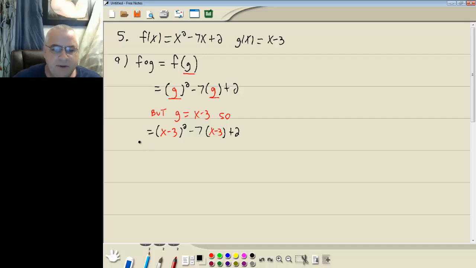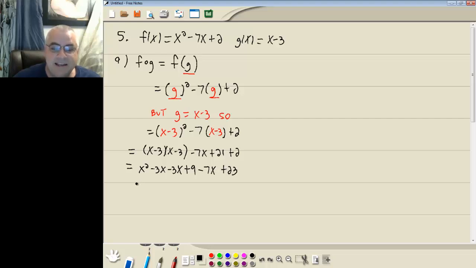And now we want to do a little bit of simplifying. X minus 3 squared, that's x minus 3 times x minus 3. We use the distributive property here. Negative 7 times x is negative 7x. Negative 7 times negative 3 is a positive 21 plus 2. FOIL this, multiply everything together. X times x is x squared. X times negative 3 is negative 3x. Negative 3 times x is negative 3x. Negative 3 times negative 3 is 9. Minus 7x plus 23.